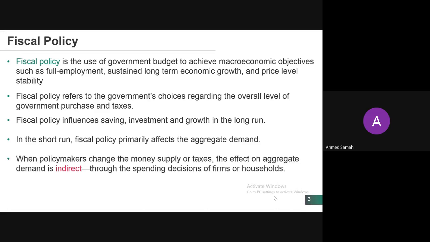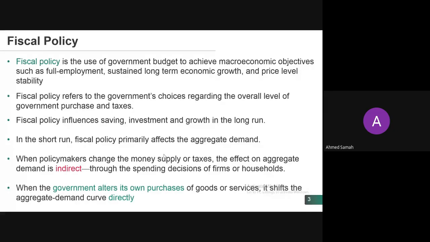So when policymakers change the money supply, that is under the monetary policy, or when they change the taxes under fiscal policy, it will affect the aggregate demand indirectly through spending decisions from firms or households. So money supply and taxes affect aggregate demand indirectly, again through the changes in consumption, investments, and net exports.